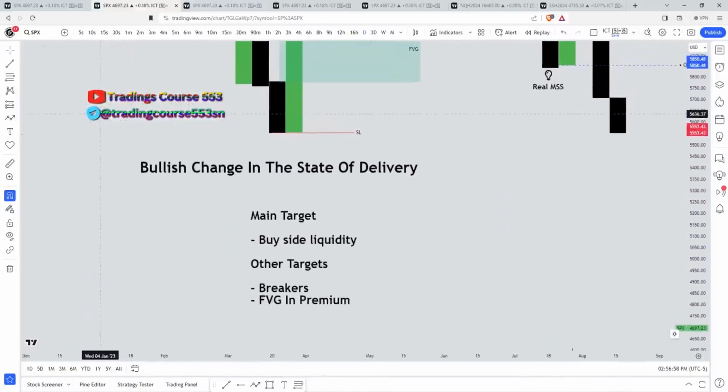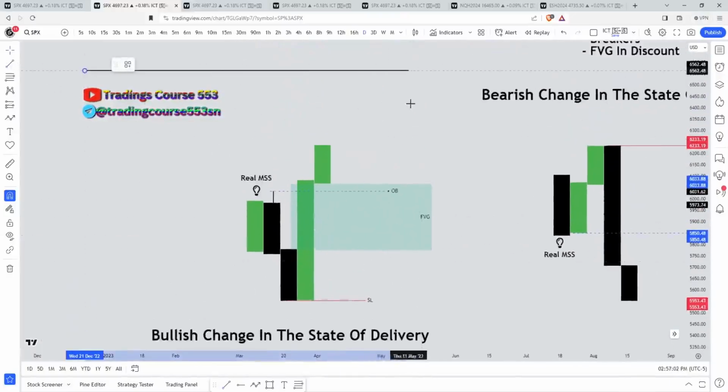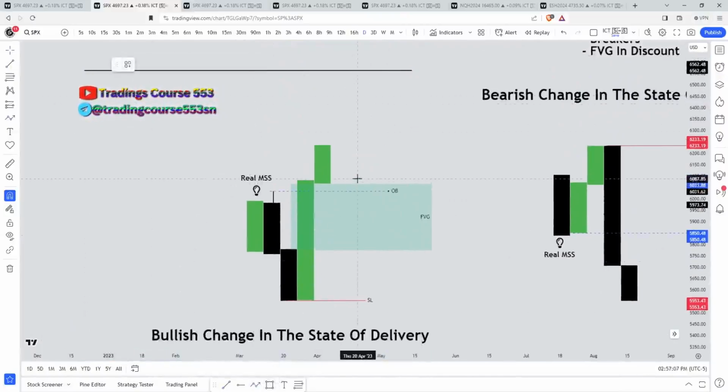And the main target is going to be buy side liquidity. So if I see this and then there's a level of buy side up in here, well, I'm going to target that buy side. And it really just depends on good RR. There's a few different ways to get in here.